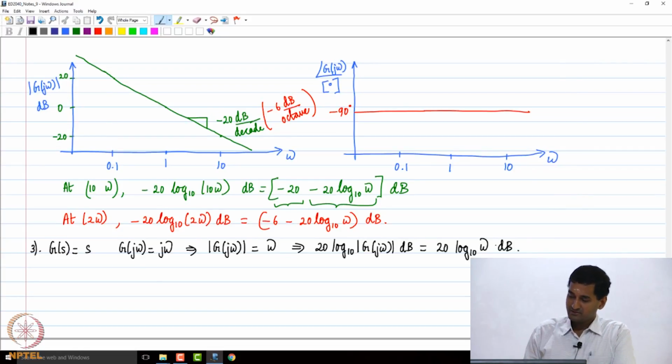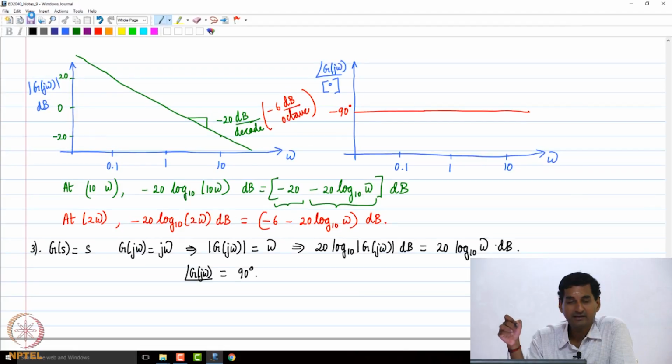Okay. So what about the phase of g of j omega? It is going to be 90 degrees. So that's what we are going to have, right? So the phase is going to be 90 degrees, correct? Yeah, because j omega is on the positive imaginary axis. The phase is going to be 90 degrees, right? So that's what we are going to have.